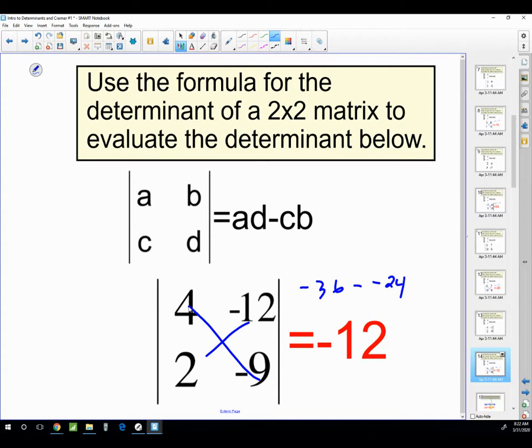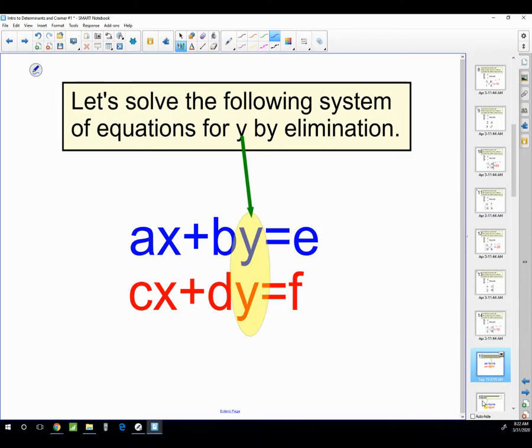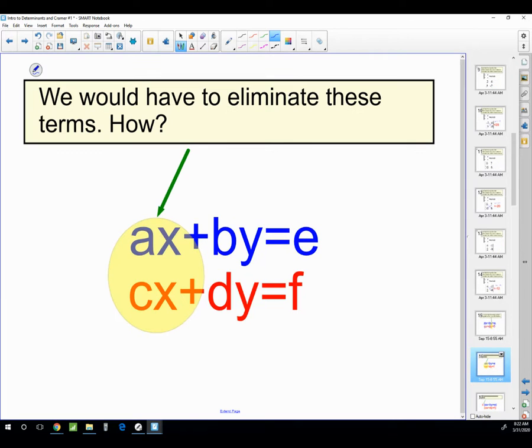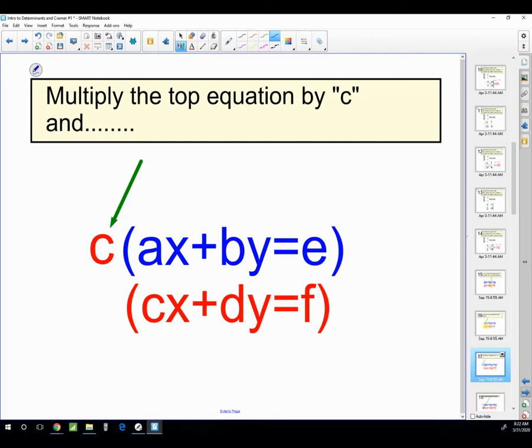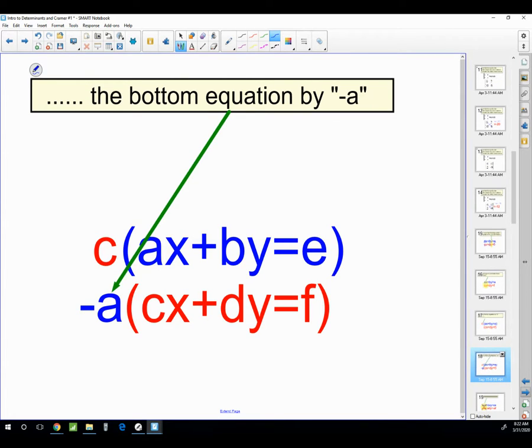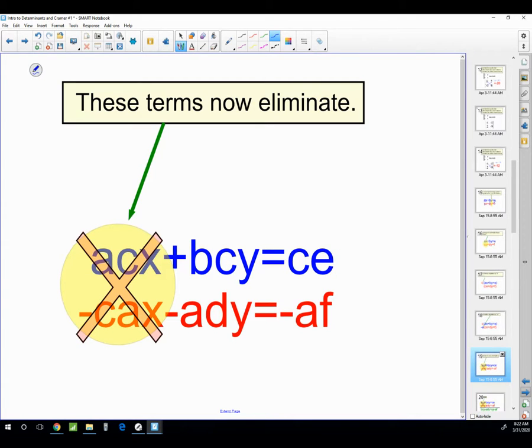-24, which is -12. Okay, so if we were to take a system of equations that's in general form, or in standard form, but what I mean is that the coefficients are just letters, not numbers, and we were to use the elimination method, and eliminate the x's, then we would multiply that by c and this equation by -a.